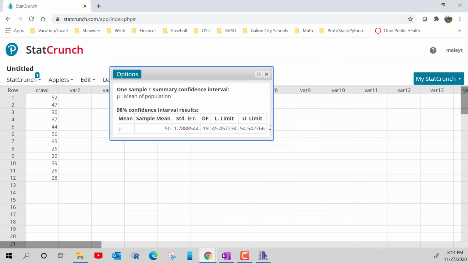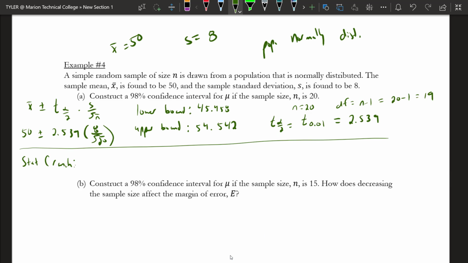Right? So using StatCrunch, we get 45.457 and 54.543. Right, so remember, you can also show confidence intervals with interval notation like this instead of writing lower bound and upper bound. Right, those were the two ways. Still applies here.